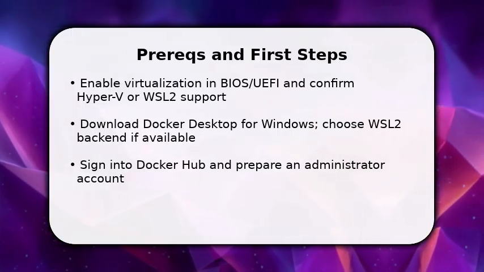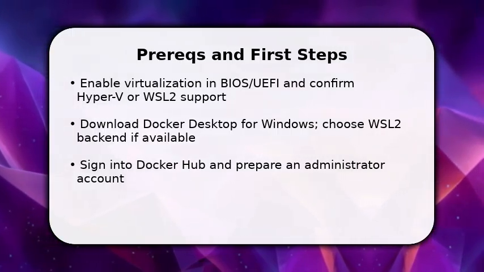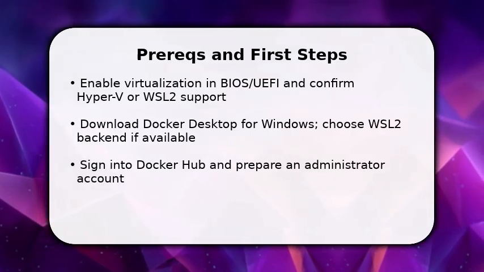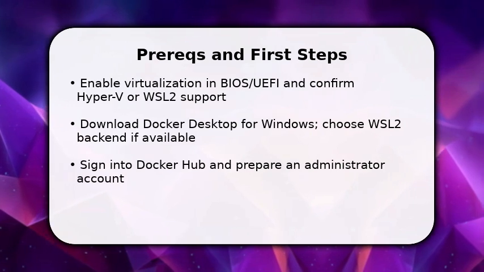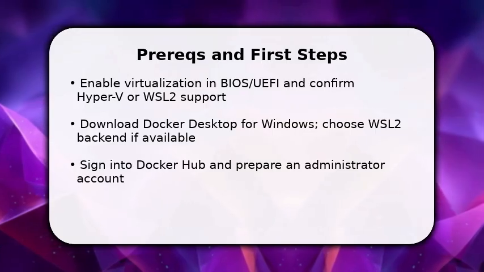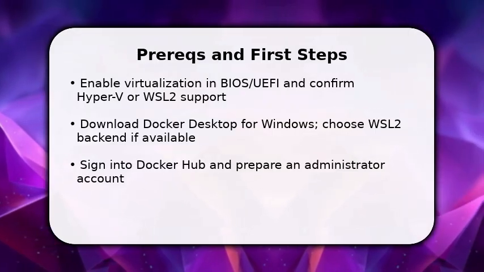Make sure to select the WSL2 option when prompted if your build supports it, because WSL2 gives better file I/O and compatibility. Finally, sign into your Docker Hub account so image pulls and rate limiting are handled immediately.